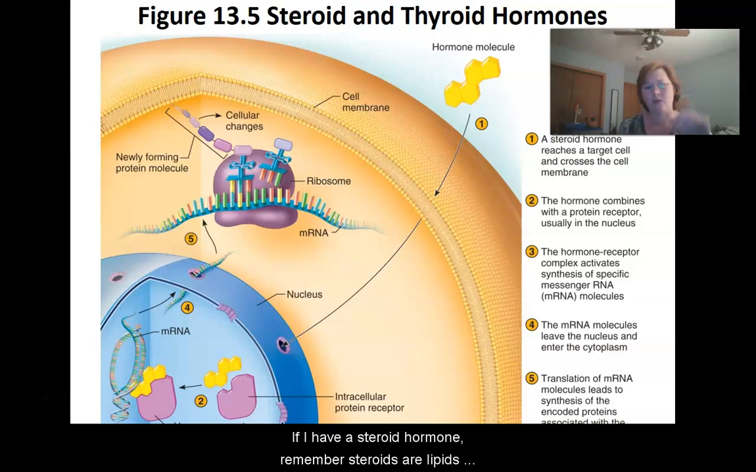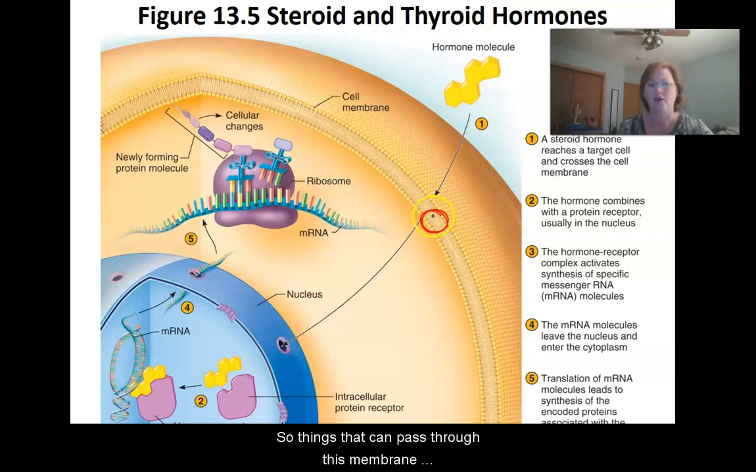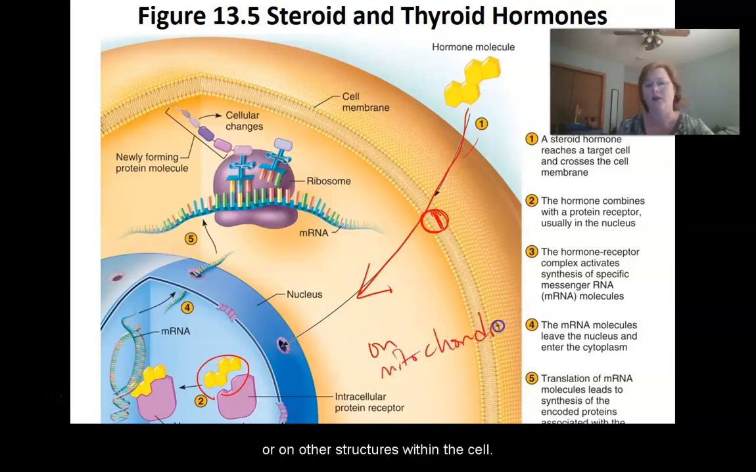If I have a steroid-based hormone, remember steroids are lipids, so therefore they are going to be lipid soluble. My phospholipid bilayer is a lipid membrane. So things that can pass through this membrane would be things like steroids. So steroid-based hormones can move right into the cell, which means they are going to bind to receptors in the nucleus, on the mitochondria, or on other structures within the cell. Now I'll come back to that in just a minute.